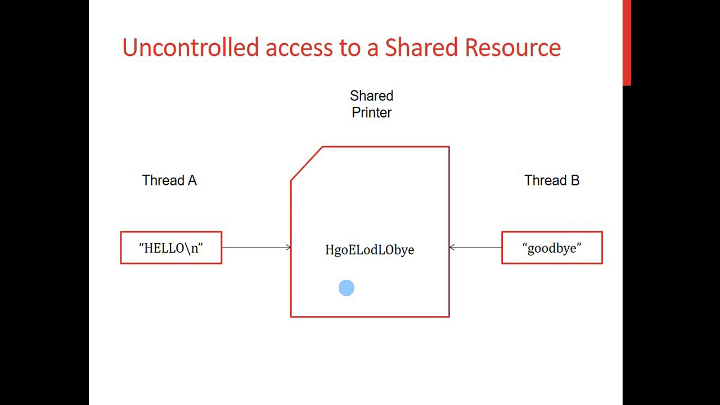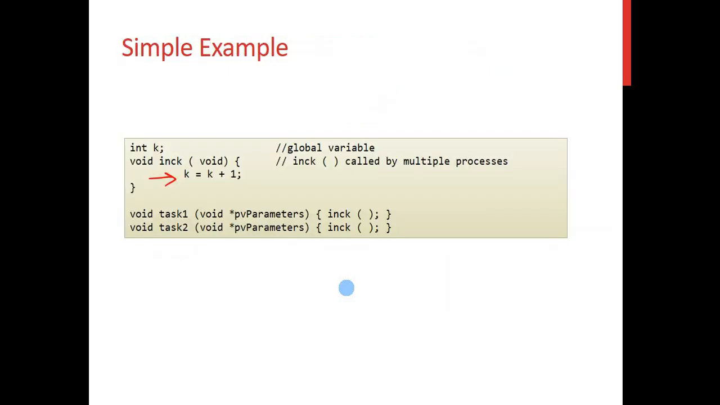Okay, so again, this is an example of what you mean by uncontrolled access to a shared resource. This is how typical code with a shared resource looks like. In this case, both task 1 and task 2 are calling this function, which is basically going to modify a variable, in this case k, a global variable. That means both of them can access this variable concurrently, in essence.